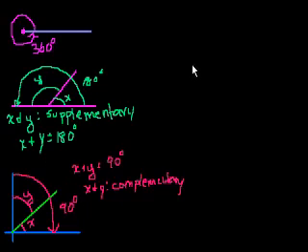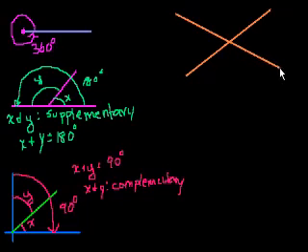Let me draw another property of angles of intersecting lines. If I have two lines that intersect like this, a couple of interesting things. First, I'm going to teach you about opposite angles. Let me switch to yellow. If this is X degrees, then it turns out that the angle opposite to it is also equal to X degrees.